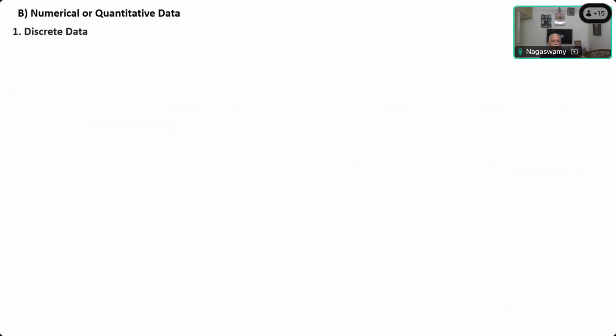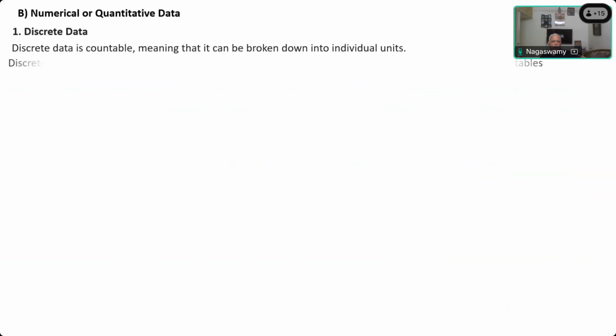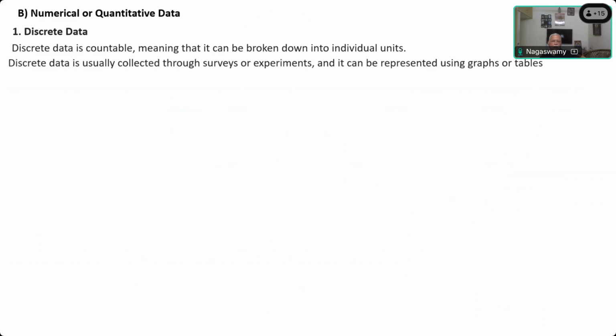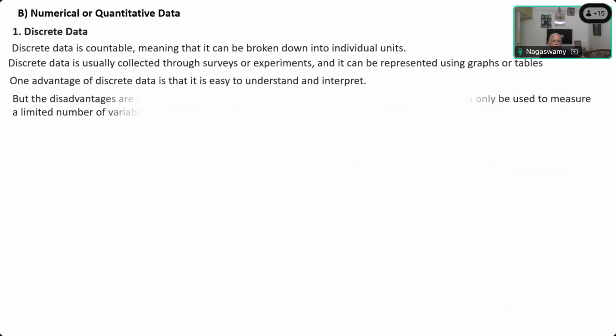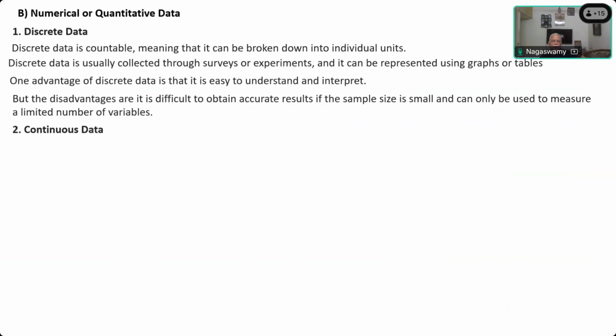Whereas in numerical and quantitative data, there is discrete data which is countable, meaning that it can be broken down into individual units. Discrete data is usually collected through surveys and experiments, and it can be represented using graphs. One advantage of discrete data is that it is easy to understand and interpret. But the disadvantage is that if the sample size is small, it is difficult to obtain accurate results and it can only be limited to small variables.